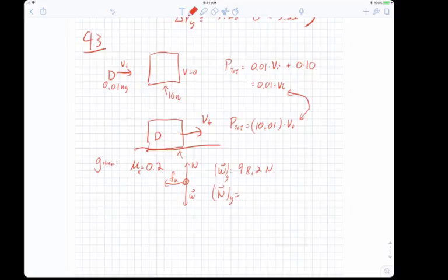All right, well, what do you know about the acceleration? You know the acceleration is that way, right? So a in the y direction has to be 0, so F net in the y direction has to be 0. So the normal force has to be plus 98.2 newtons. And that means the friction force is going to be to the left, and it's going to be 98.2 divided by the mass of the thing, 10.01, 9.81.